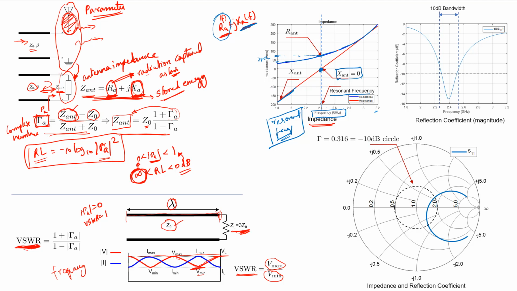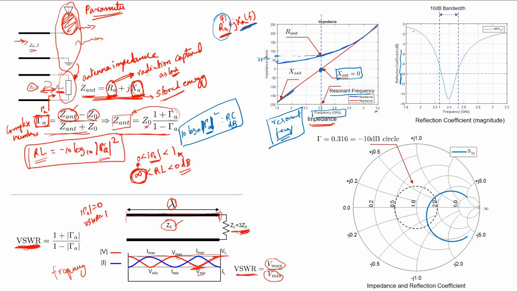Another way of looking at the same information, conveyed in a different sense, is to look at the so-called reflection coefficient directly. To look at gamma A squared, 10 log 10 of gamma A squared. This becomes the reflection coefficient in dB. If we were to plot this, of course gamma is a complex number with both real part and imaginary part, but we are only interested in the magnitude of it to see how much is the match and mismatch.